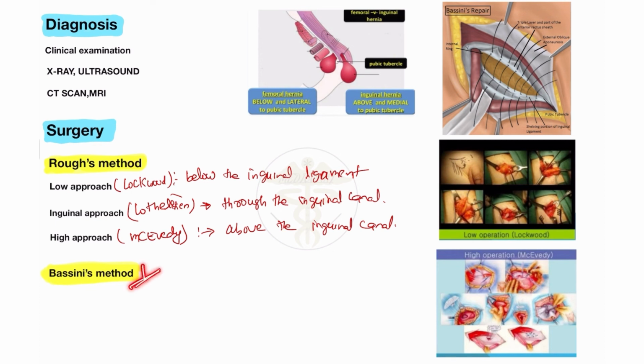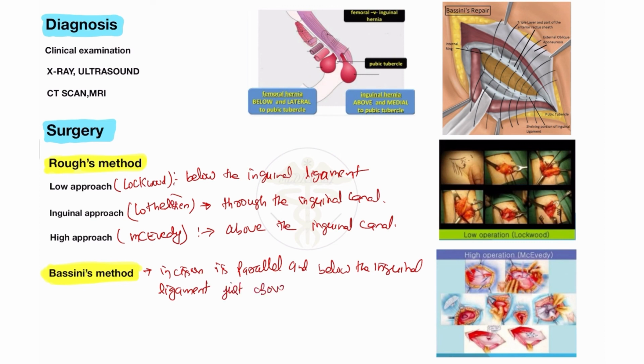The second method is the Bassini method. In most cases this method is very important and used in the surgery of femoral hernia, and also in inguinal hernia. In the Bassini method, the incision is parallel and below the inguinal ligament, just above the bulging of the hernia.